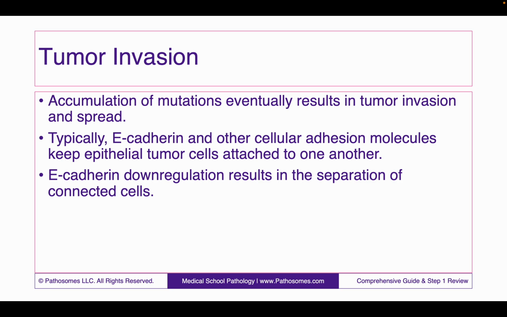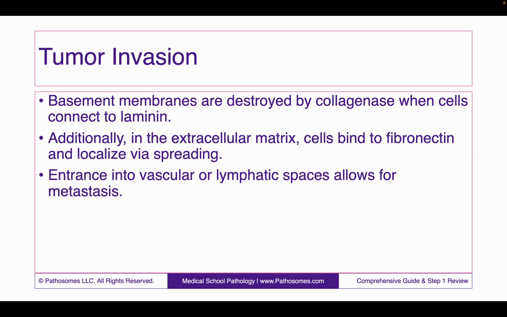Typically, E-cadherin and other cellular adhesion molecules keep epithelial tumor cells attached to one another, right? E-cadherin downregulation results in the separation of these connected cells. The basement membranes are destroyed by collagenase when cells connect to laminin. Additionally, in the extracellular matrix, cells bind to fibronectin and localize via spreading. Entrance into vascular or lymphatic spaces allows for metastasis.